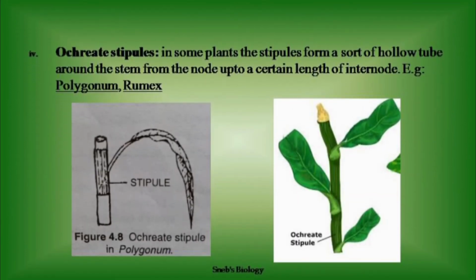Next, in some plants, both the stipules of a leaf combine together and form a hollow tube around the stem from the node to certain internodes. This type of stipule is known as ocreate stipules, which is found in Polygonum and Rumex.